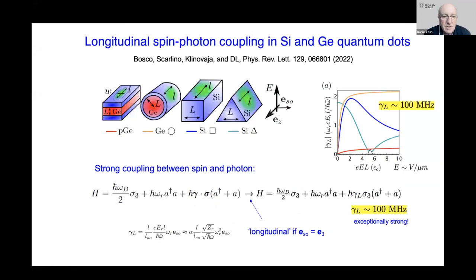In these particular structures, in germanium and in silicon, it turns out that there's an exceptionally large spin-photon coupling possible, which leads into the strong coupling regime. So the coupling strength effectively can be on the order of a few hundred megahertz. There's a Hamiltonian of the photon field in the cavity coupled to the spin. And if you have a longitudinal control, which is possible in these systems due to spin-orbit interaction, we get an exceptionally strong coupling of this order. And here on this plot, again, it's shown that this can be very efficiently tuned by the electric field applied to these structures in one of the directions.